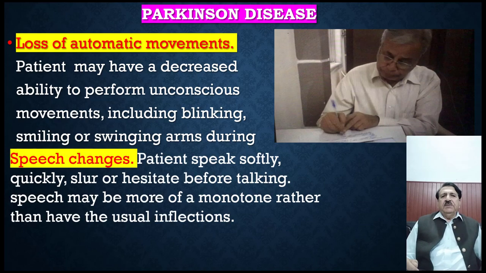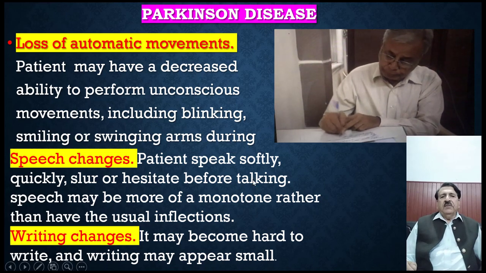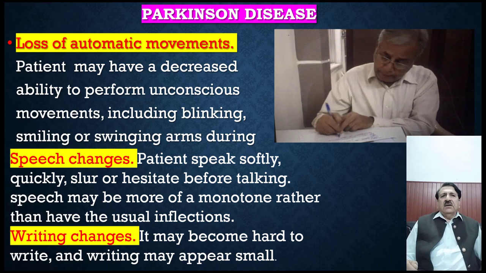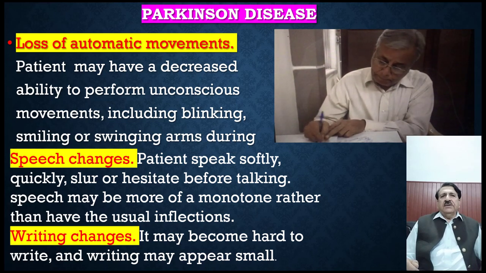Speech change. Patients speak shortly, quickly, slur, or hesitate before talking. Speech may be more monotonous rather than have the usual inflections. Writing change. It may become difficult to write and writing may appear small. You can see the writing style of a Parkinson patient. The patient writes small letters and slowly, and the letters are small.